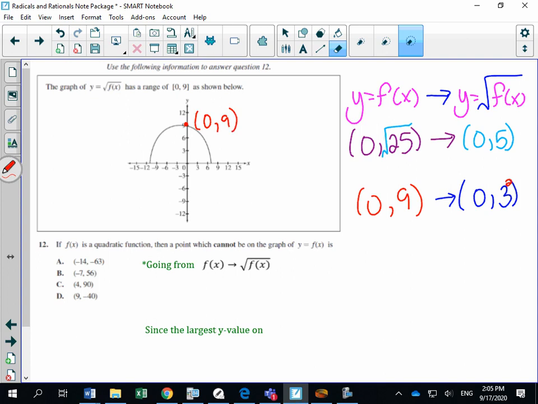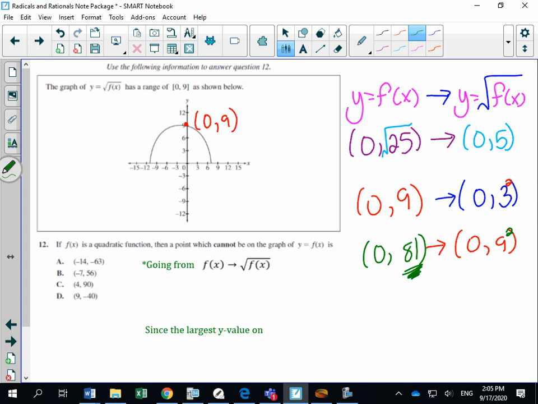What would that point have been on the original graph? So we have 0, 9. That point on the original graph, because this is the transformed graph, which is a radical, I hope you see that that point on the original graph would be 0, at 9 squared is 81. Okay? So what that means is the highest point on my original graph has a y value of 81.